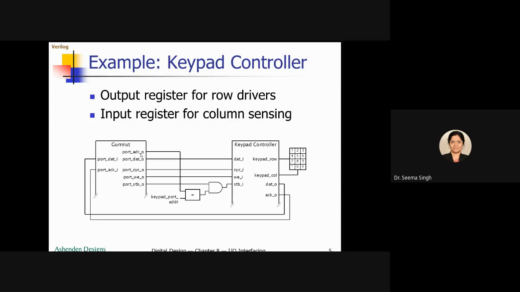In that case, the job of this strobe input is to activate the keypad controller only and only if your keypad port address is the one written in this port address output. So if this is the same, then only this will be activating your keypad controller. So you can see one condition here. This condition has to be written in the program also. So these are the input pins.